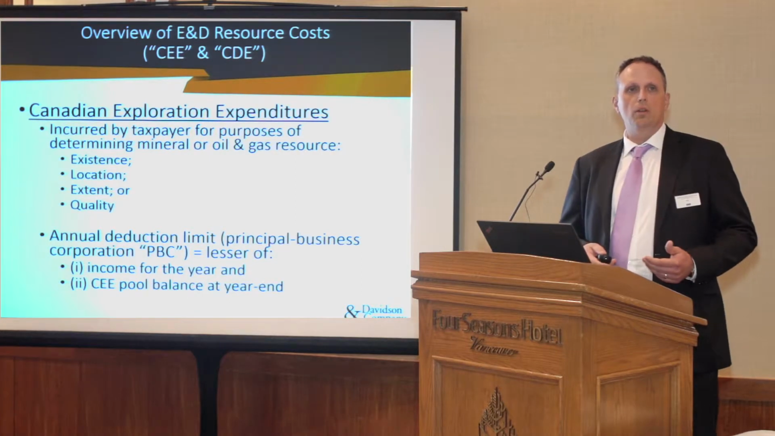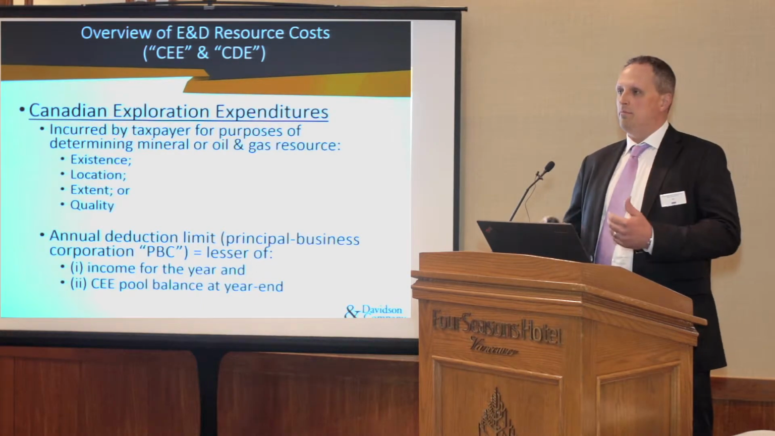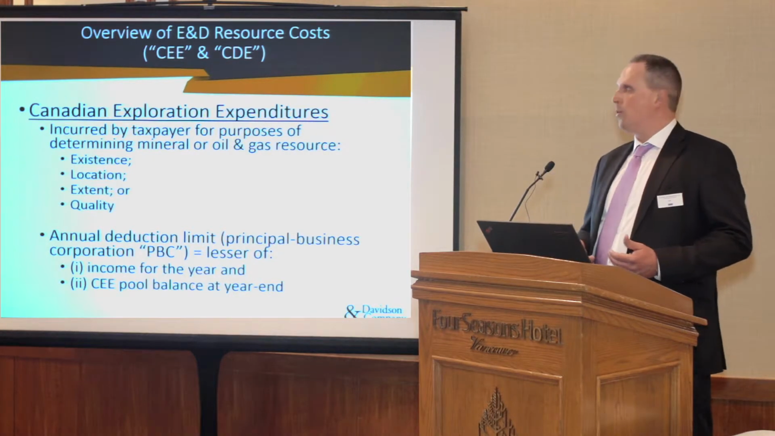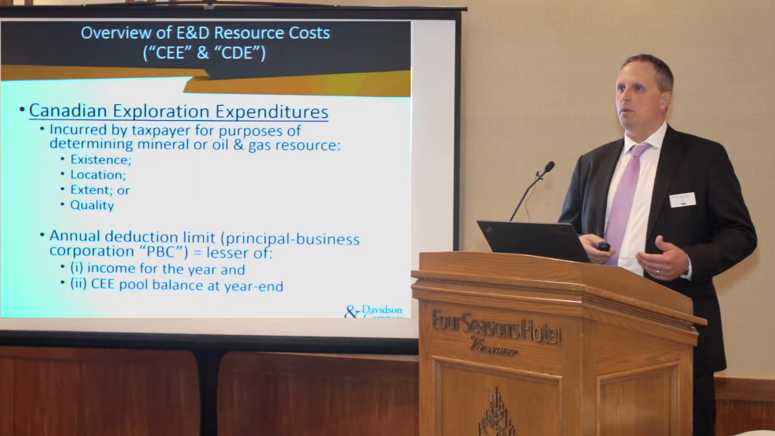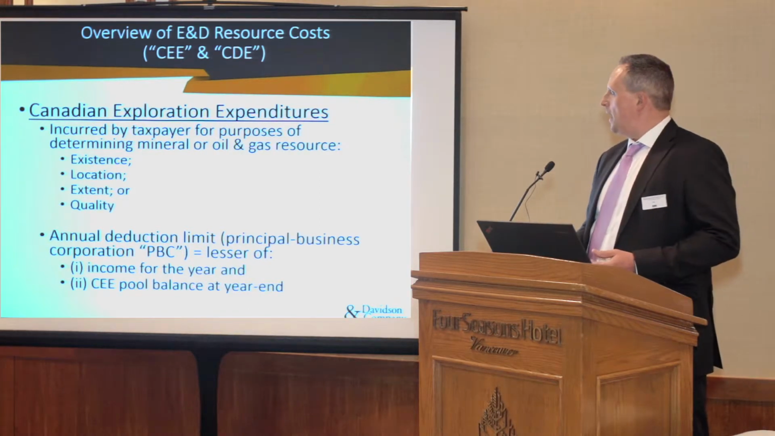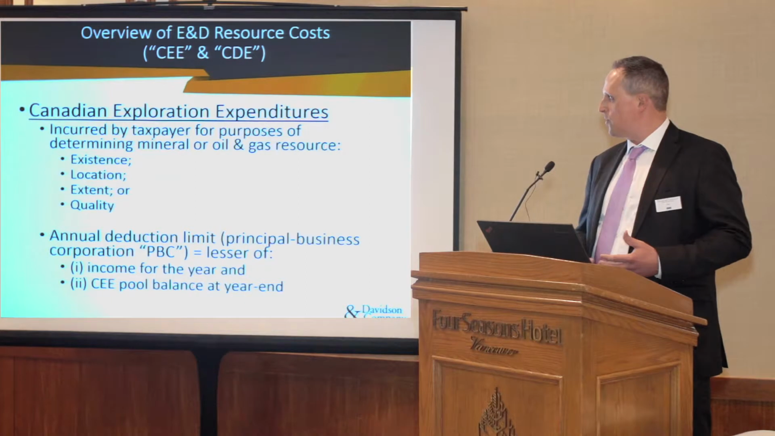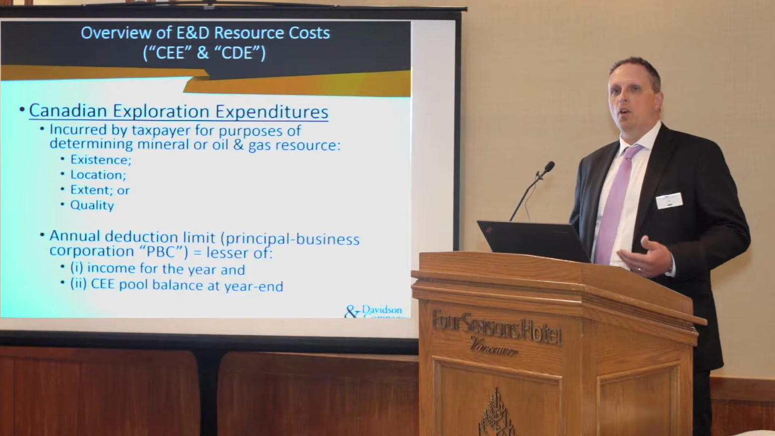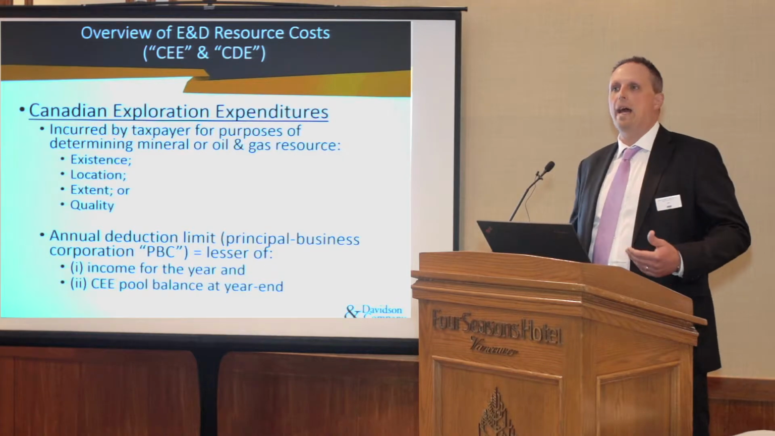For that particular pool, there is a limit on the deduction that you can take for the costs that are in there. If you're what's known as a principal business corporation, which you'll see later on, especially with the flow-through shares, really your primary business is mining or resource. If that is the case, then the annual deduction for this pool is limited to the lesser of your income for the year and the balance that's in the pool. So if you have a loss for the year, then basically you can't claim any of the deduction. You can't increase your tax loss for the year.